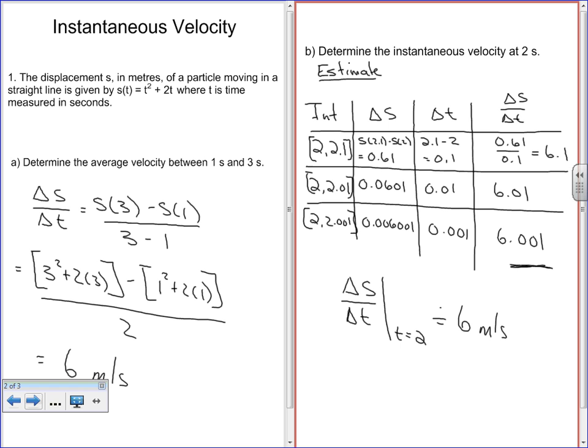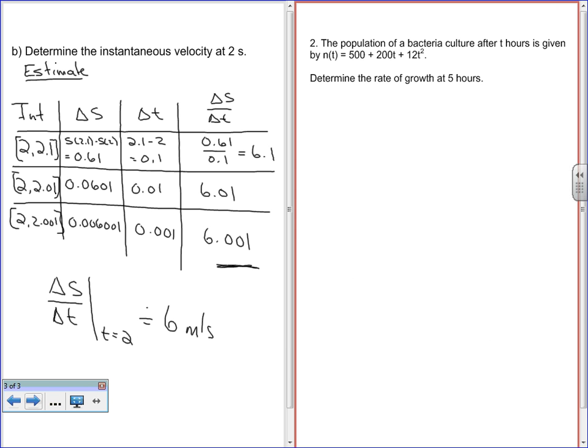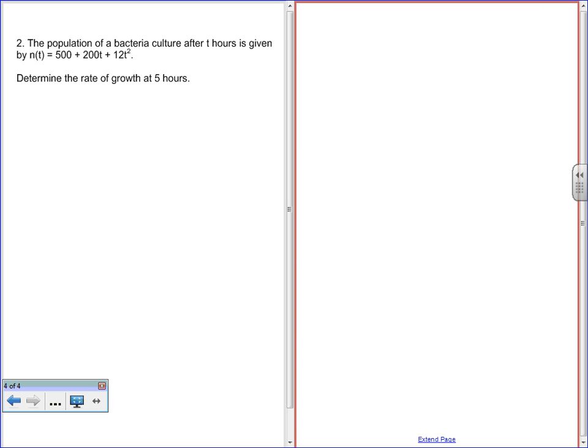Okay? So let's try this question right here. The population of a bacterial culture after t hours is given by that function. Determine the rate of growth at 5 hours. So the first part is, is this an instantaneous velocity question? Not velocity, I shouldn't say velocity. Instantaneous rate of change or an average rate of change question? And how do you know?